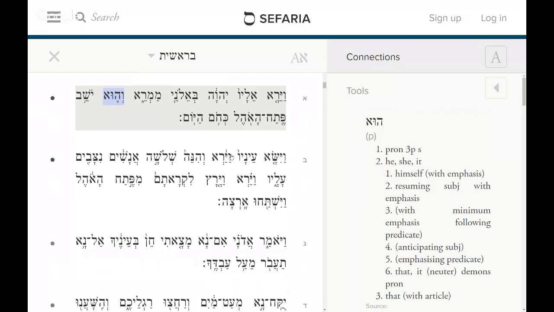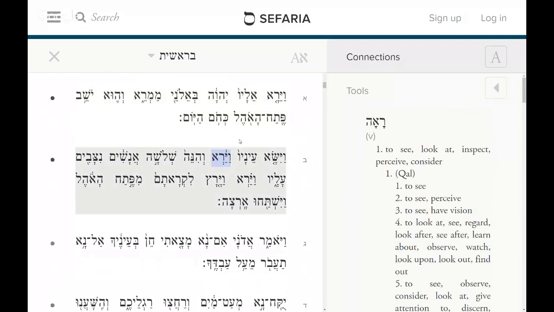Avraham lifted his eyes. Okay, so Vayar. You can see it looks like it's spelled the same as Vayera, but the vowels are different. Same verbal root, Resh Aleph He, except now we're just in the simple form to see, right? So now it's and he saw rather than and he was seen.